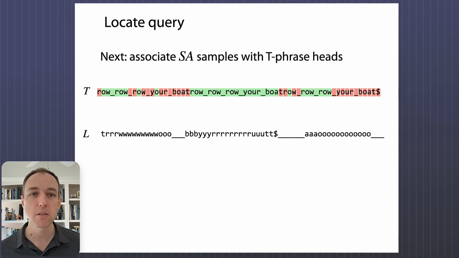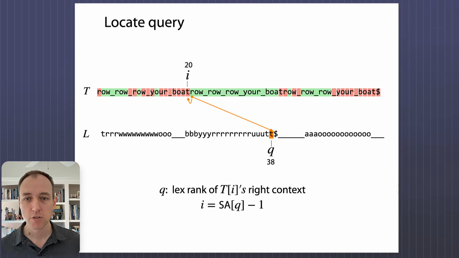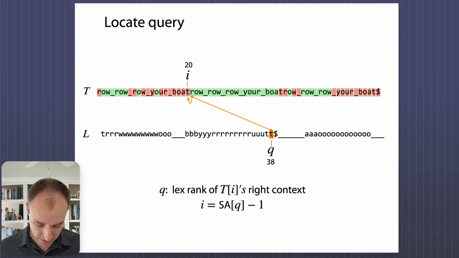Okay, so let's go into the specifics. Let's just take one example. Here I've highlighted this letter T in L. This T in L corresponds to this T in T. If we were to take the suffix array entry for this T, we would find that it points here to the right context of this T, right? And so if we just go over to the left by one, we'll find the T that corresponds to this T.